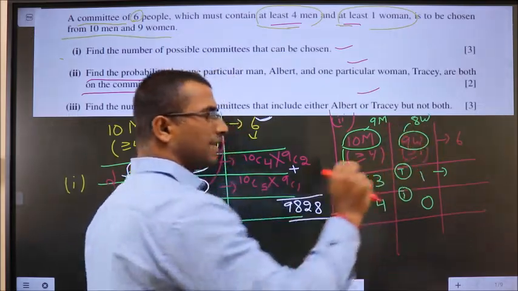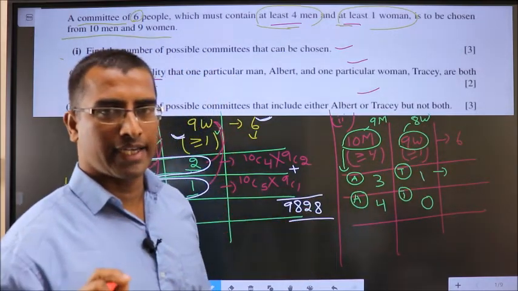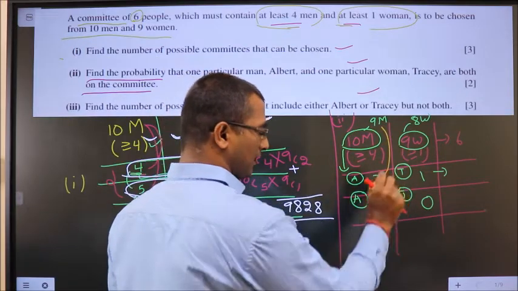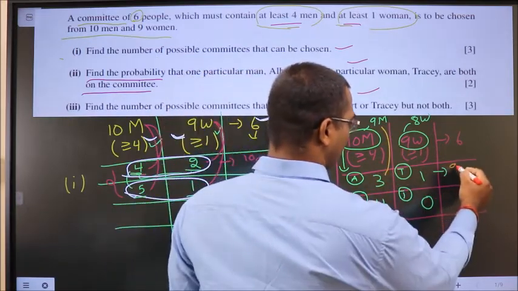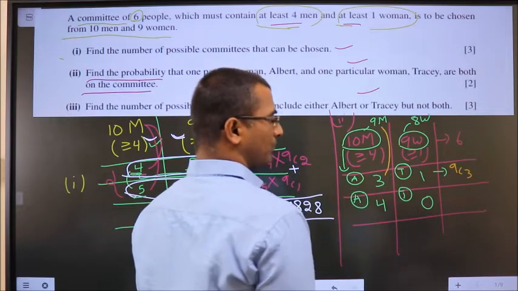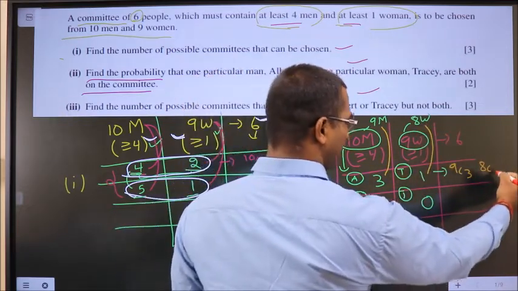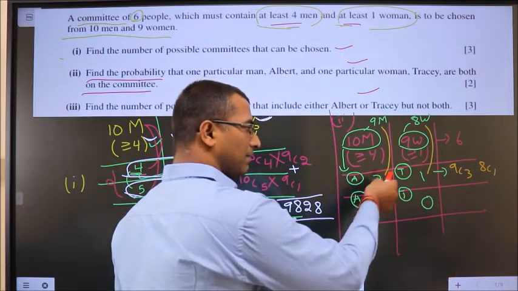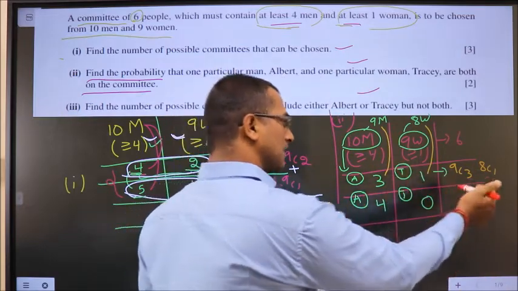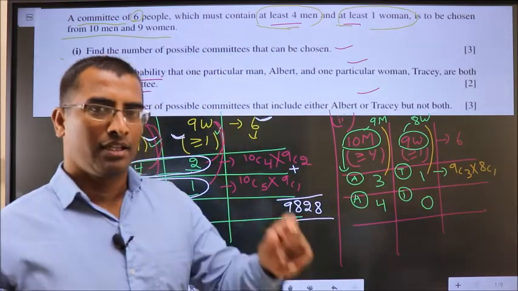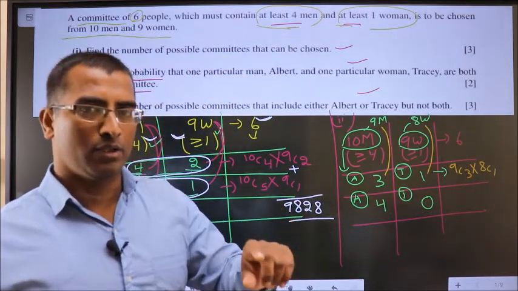Many forget to decrease the count, you should not forget. Okay, now from 9 men selecting 3 can be done in 9C3 ways. From 8 women selecting 1 can be done in 8C1 ways. It is 3 men and 1 woman, so it is "and", so you need to put a multiplication sign. For "and" we put multiplication.